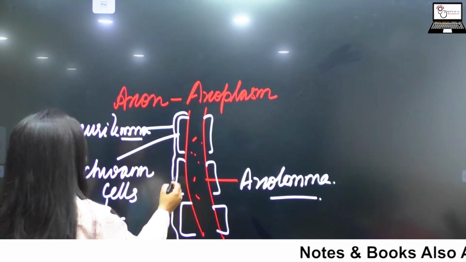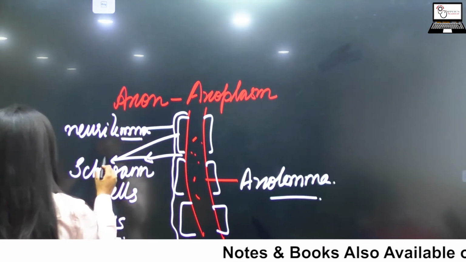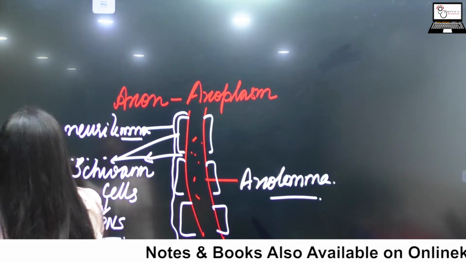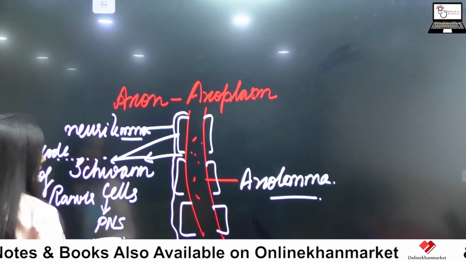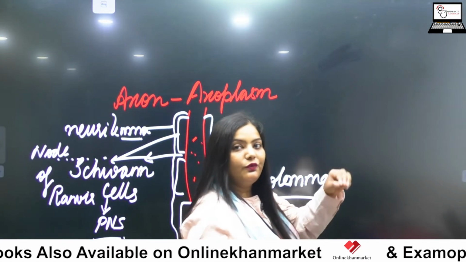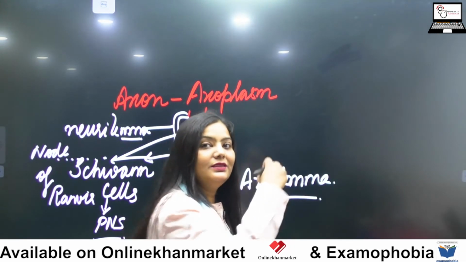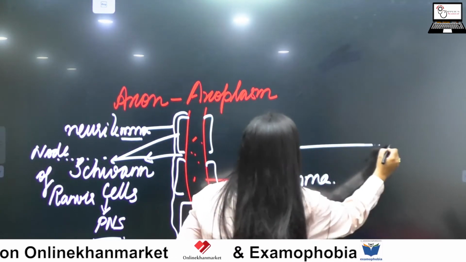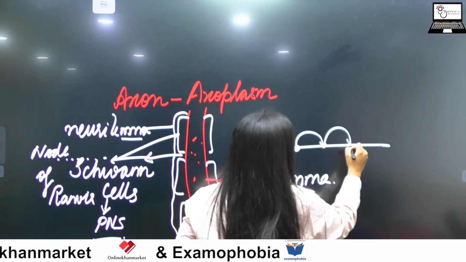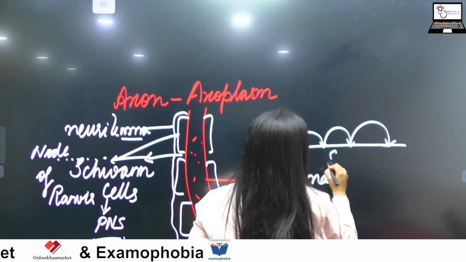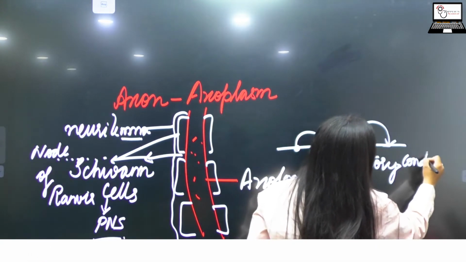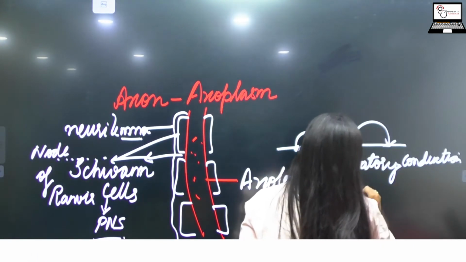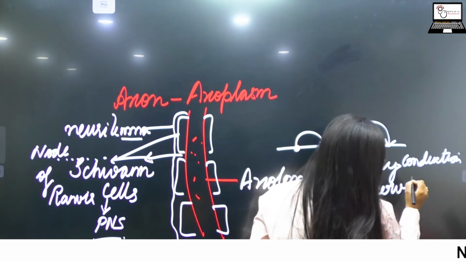So these Schwann cells, and wherever the gap is present, this gap is called the node of Ranvier. Through this node of Ranvier the nerve impulse jumps, and this jumping of the impulse from one node of Ranvier to the next is called saltatory conduction of nerve impulse. What is it called? Saltatory conduction of nerve impulse. I hope the topic is getting clear to you.